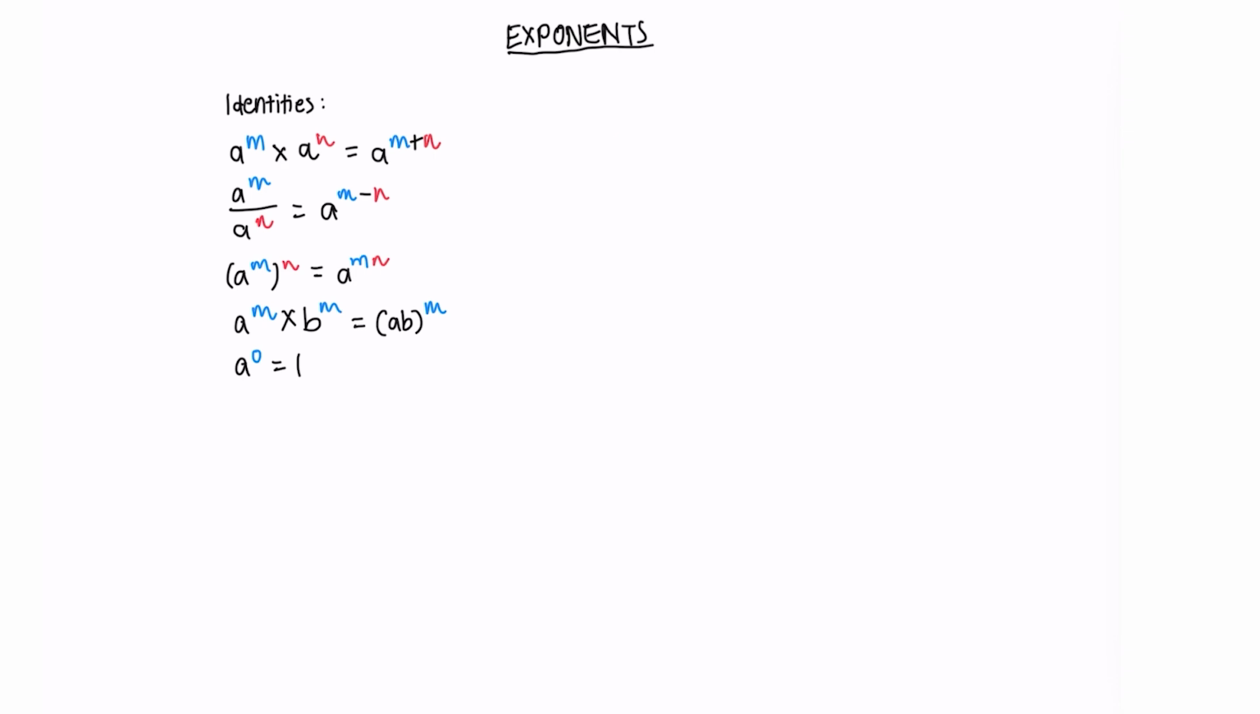Next up, in a similar vein, a to the power of m over a to the power of n is just a to the power of m minus n. If we have 2 cubed over 2 squared, this is actually just 2 to the power of 1.